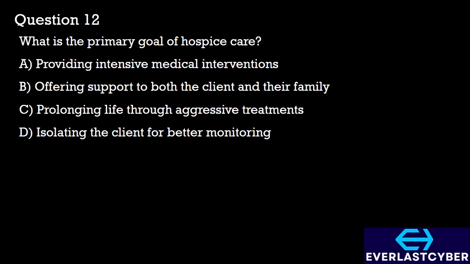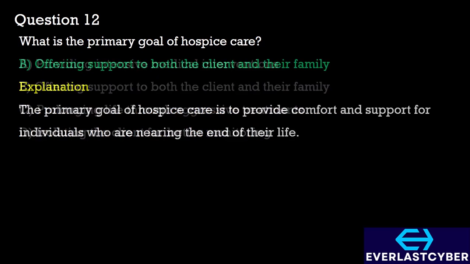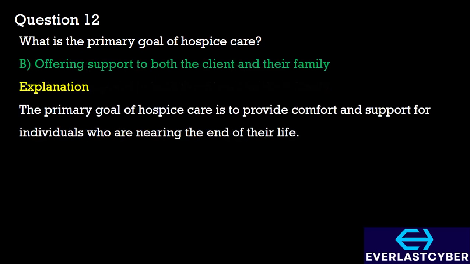In option C, hospice care is not aimed at prolonging life, rather it focuses on comfort and quality of life in the final stages. And in option D, hospice care seeks to provide care in a supportive, compassionate environment, and this is often in the client's home or at a hospice facility. They are not isolated, but rather they are surrounded by loved ones and caregivers. So the primary goal of hospice care, based on the options we have, is option B, providing support to both the client and their family.